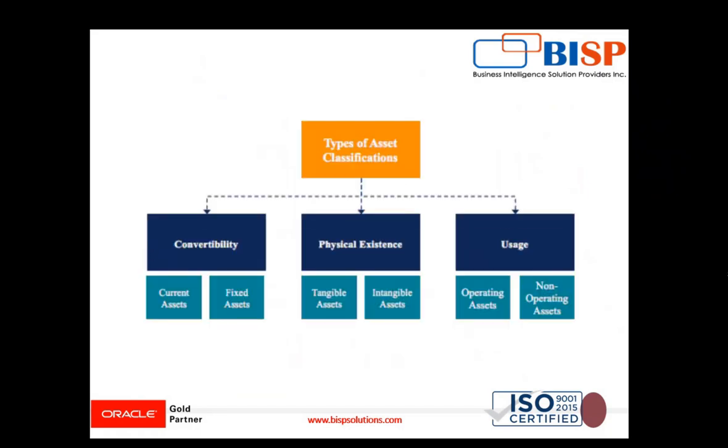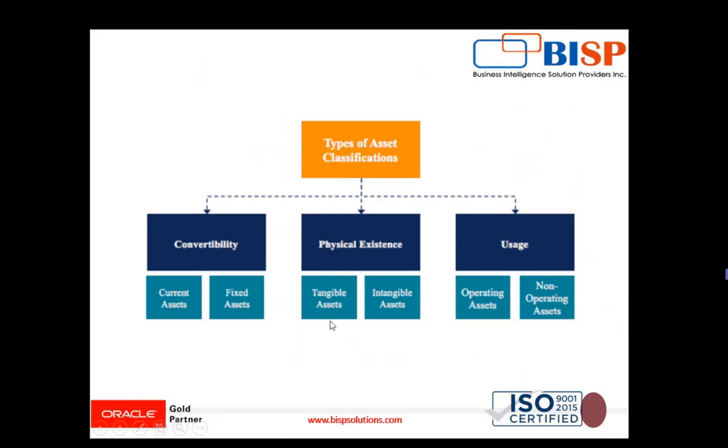So we have discussed the types of asset classification. In convertibility we get current assets and fixed assets. In current assets there are cash, cash equivalents, short term deposits, account receivables, inventory, and more. Fixed assets include land, building, machinery, equipment, patents, trademarks.